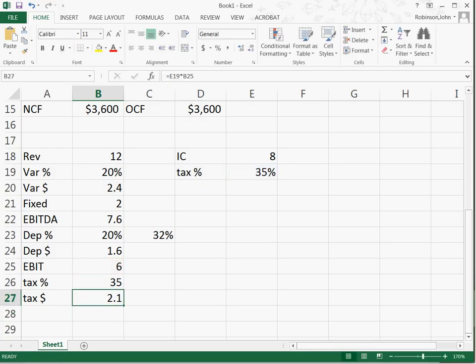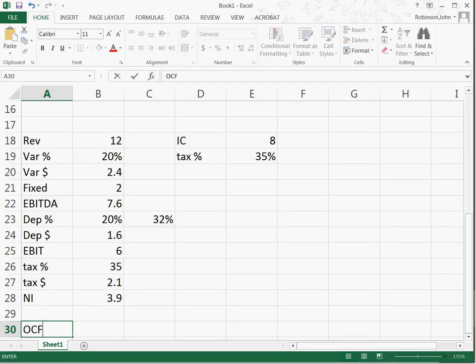and so we get net income of EBIT minus tax dollars, 3.9. So we have 3.9 million of net income. We would also call those earnings. And so lastly, if we're interested in operating cash flow, we need to add back depreciation. So I'll put a depreciation dollars here and say net income plus depreciation dollars, and get 5.5 operating cash flow.